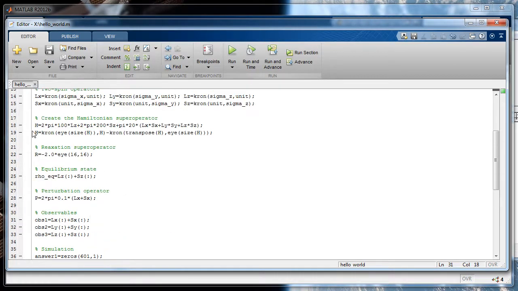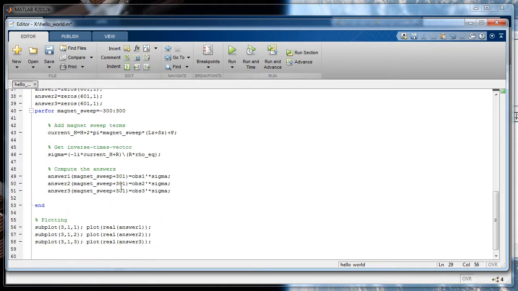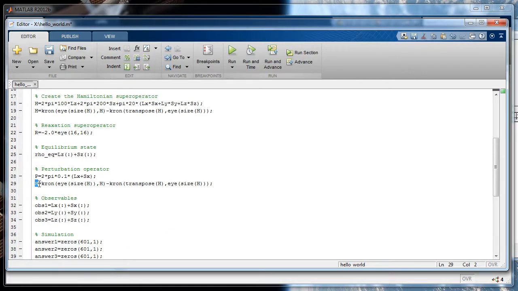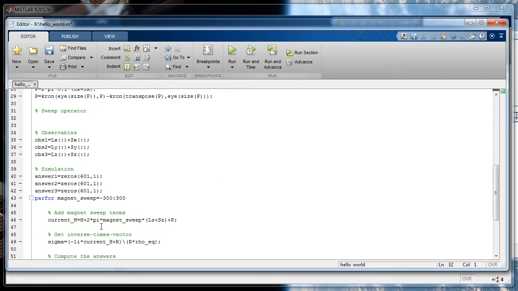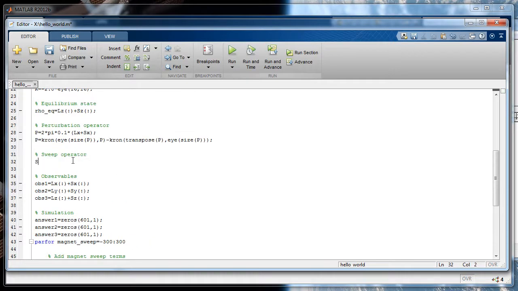And the reason they didn't agree is we transformed the Hamiltonian into Liouville space, but we did not transform our perturbation and our other operator, whatever it was in there, yes, the sweep operator, into Liouville space. So why don't we do that? So P is kron size P, and P, and let's just put the sweep operator into a separate variable, sweep operator, and take it out of here, and put it into here, call it S. That would be our sweep operator, LZ plus LZ, and then we can transform it into Liouville space so that matrix dimensions do agree when we add them together.